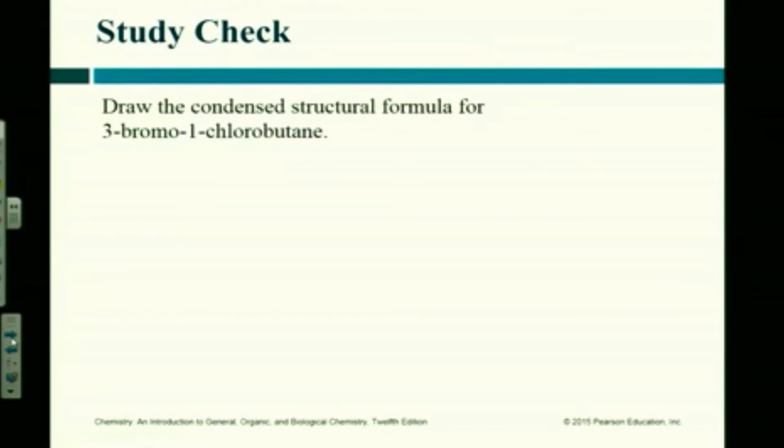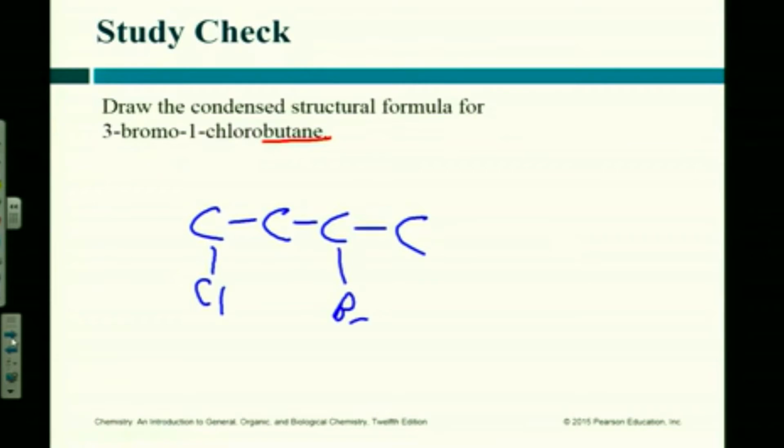We ready? What's the root name? How many carbons in butane? 4. What else do we have to do? There's a chloro on the first one. There's a 1 chloro, and then the third one is bromine. If I want to finish it, I should put the hydrogens on it, right? So when you have to draw them in Mastering, you have to put the hydrogens on it.